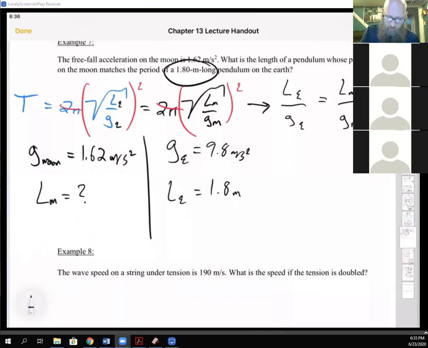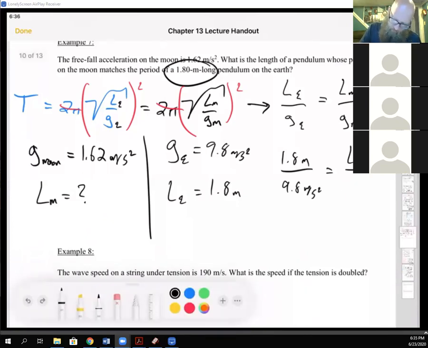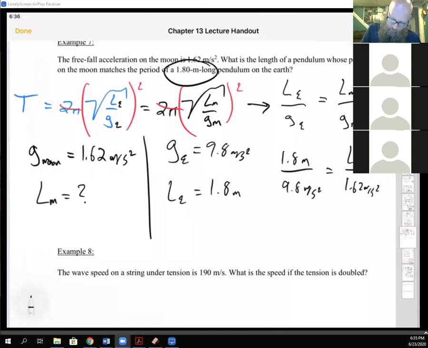Or basically, you could plug these things in, right? 1.8 meters divided by 9.8 meters per second squared equals length on the moon divided by 1.62 meters per second squared. And what you get for the length on the moon is pretty close to 0.3 of a meter.